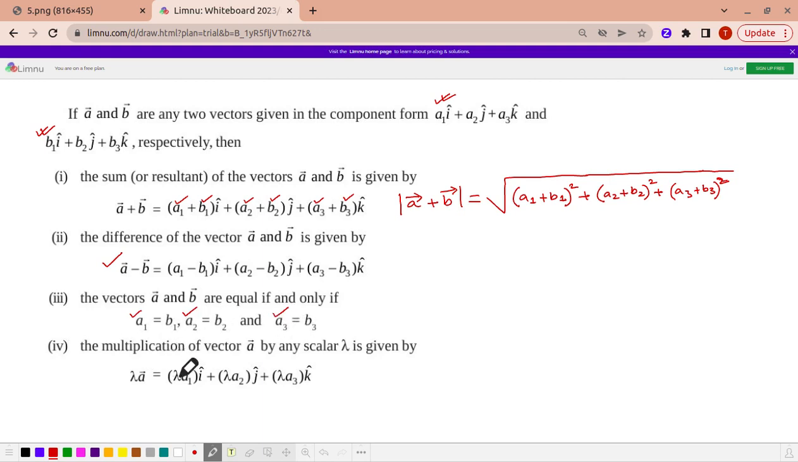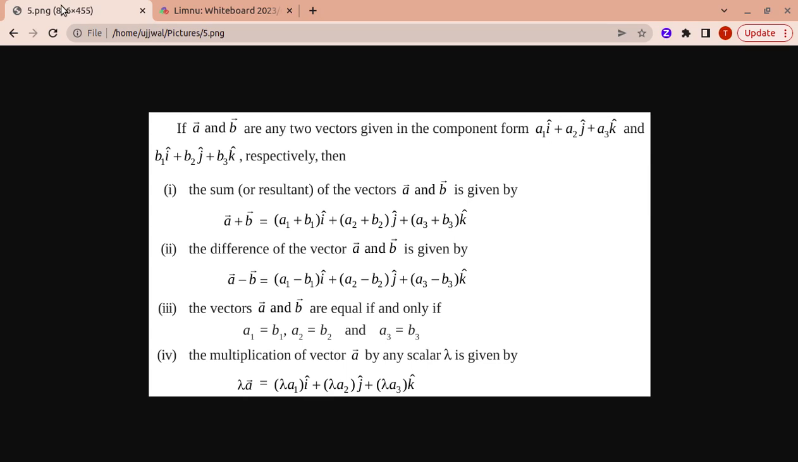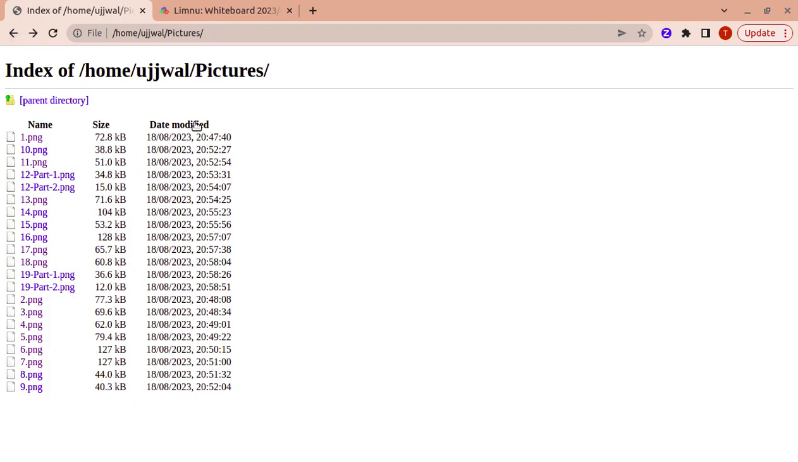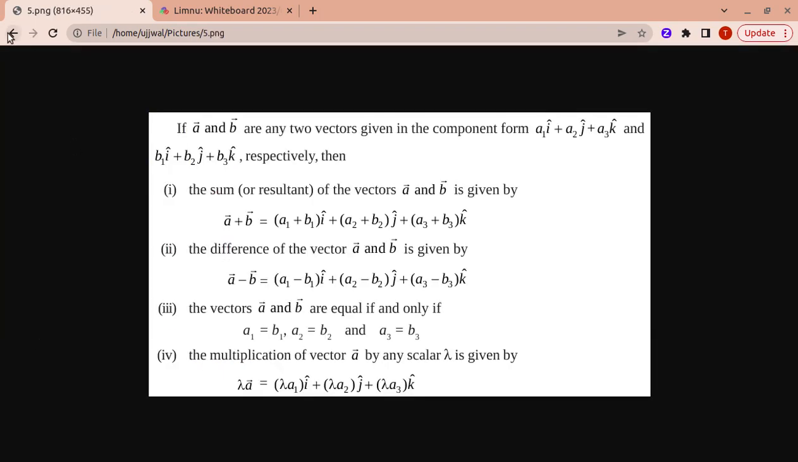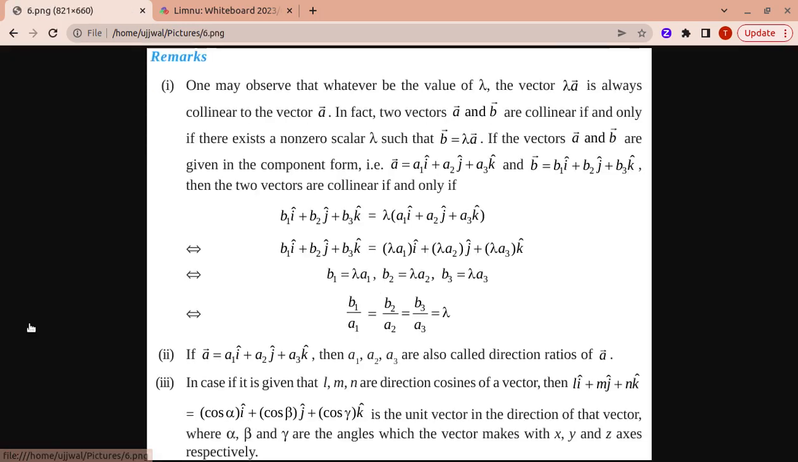Now the next one is that the multiplication of a vector a by any scalar lambda is given by lambda a equals lambda a1 i cap plus lambda a2 j cap plus lambda a3 k cap. So lambda will be multiplied with each coefficient of the i component, j component and k component. So these are very useful results when there are two vectors a and b represented in the component form. Okay, I hope things are clear. Now let's go to the next point.